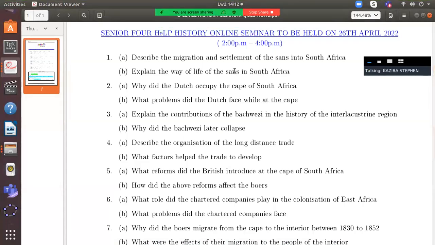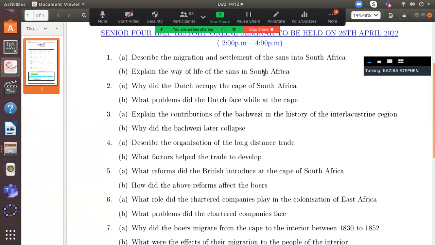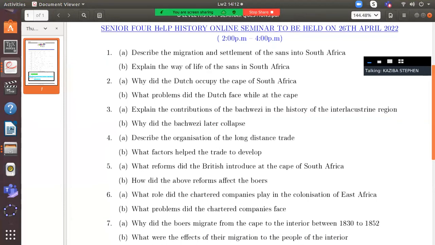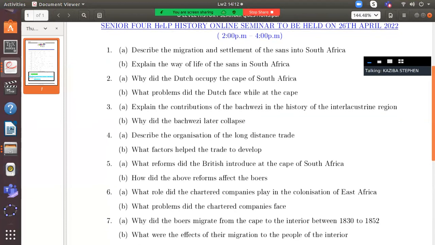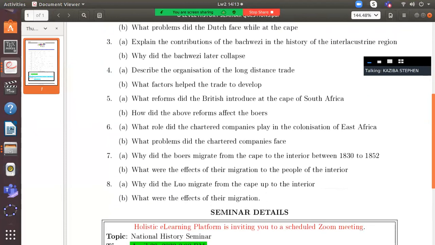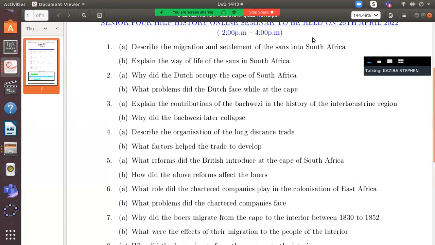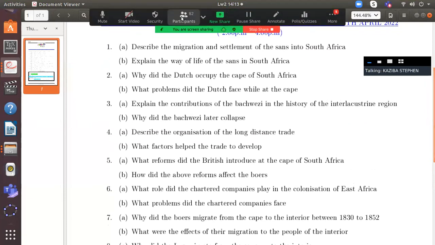The recording is on. Okay, so those who have just joined in, these are the questions. Those who are not on the WhatsApp groups, these are the questions that we are going to be discussing. There are 8 numbers, and we have combined the South and the East Africa, because most of the schools are doing South and East Africa. So these are the questions that we are going to be discussing today.